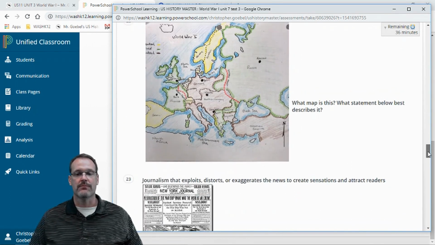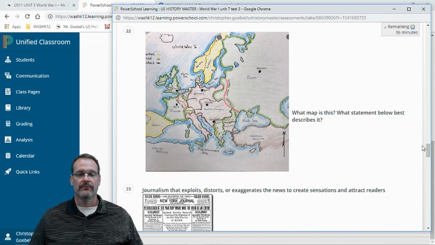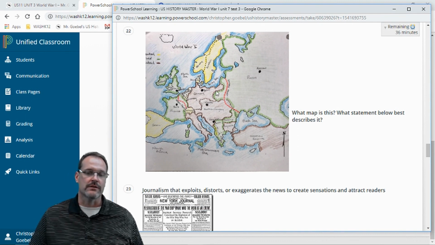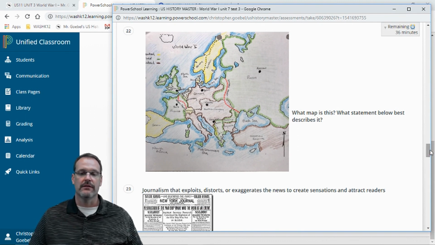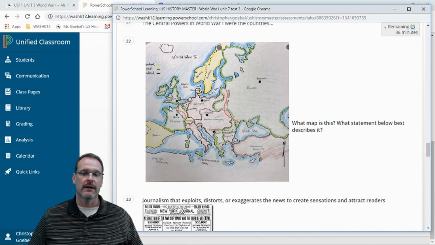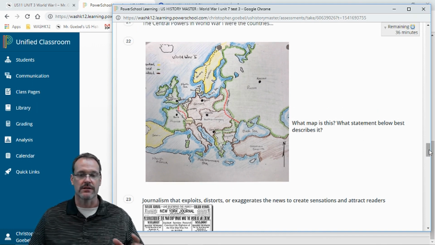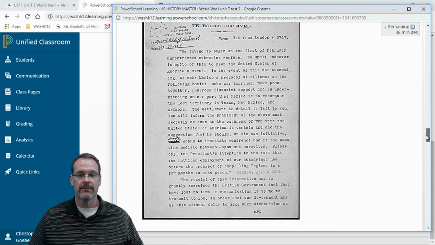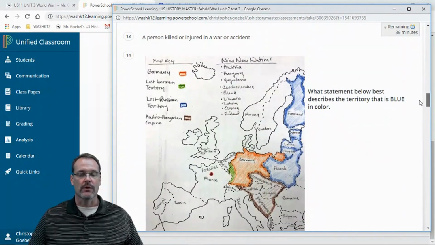Here we go. Here's the pre-war map. I only asked 2 questions on this, so I won't get into as much detail as I thought I would. I decided that I would keep our test around 35 questions, so it limited the number of questions I could ask about it, but yes, you do have to know the difference between this map and, of course, this map. Know the difference of the two.